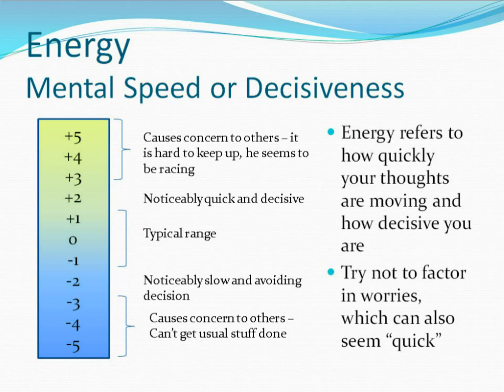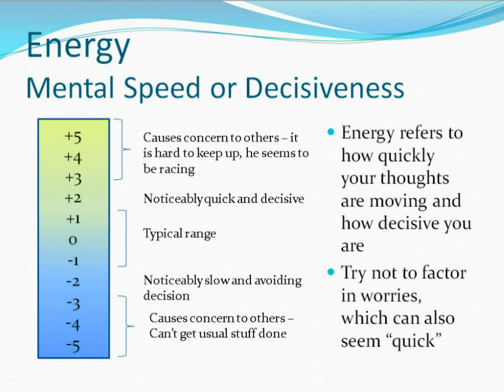So think about how quick are your thoughts moving, how decisive are you, and try not to factor in worries. So if the thoughts that you have that are moving quickly are worry thoughts, we ask you to try to pull out of the factor and perhaps focus more on decisiveness in that case. So the typical range again is going to be in the middle between +1 and -1. Again, +2 will be noticeably quick and decisive, and -2 is noticeably slow, avoiding decisions, obsessing about them, but not causing concern.